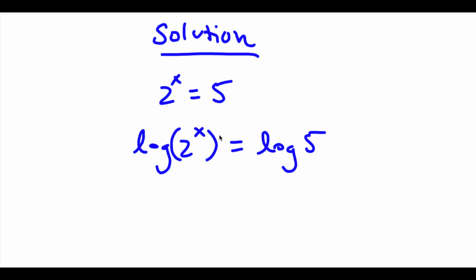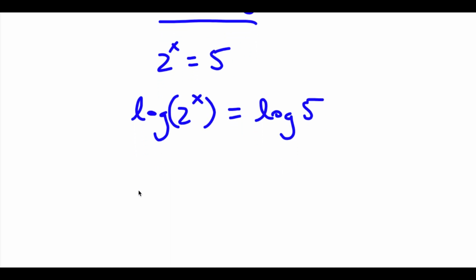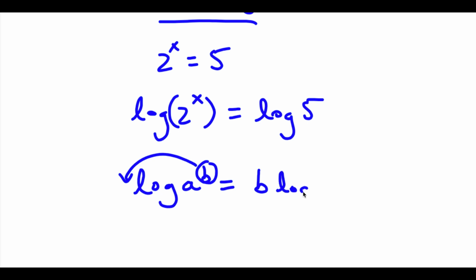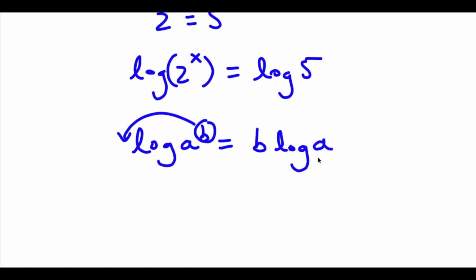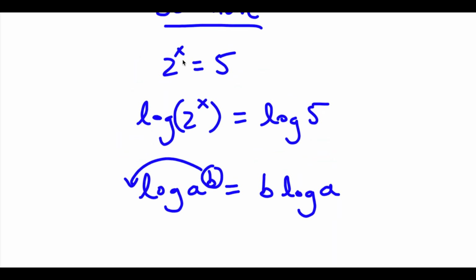And now I can use an important property of logarithms, which states that if I have something in the form log a to the power of b, I can move this exponent b to the front of the logarithm. So this would equal b times log a. And the reason why this property is so important is because at its current form, we're trying to solve for x, and x is an exponent here, right?